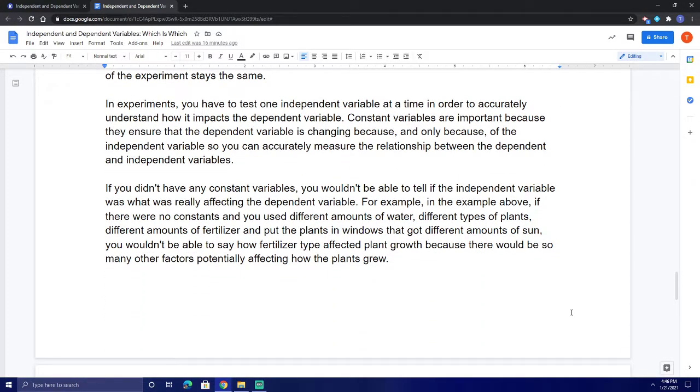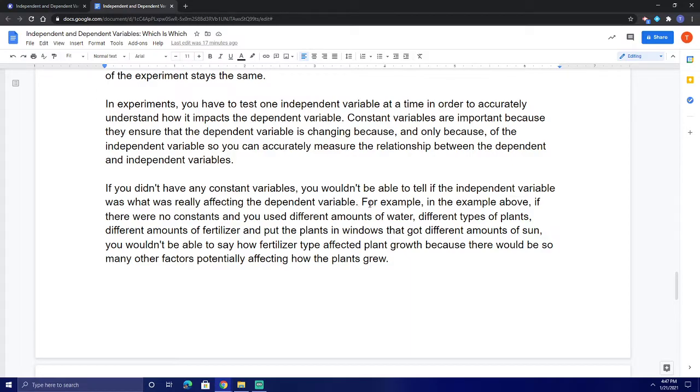In experiments, you have to test one independent variable at a time in order to accurately understand how it impacts the dependent variable. Constant variables are important because they ensure the dependent variable is changing only because of the independent variable, so you can accurately measure the relationship between the dependent and independent variables. If you didn't have any constant variables, you wouldn't be able to tell if the independent variable was what was really affecting the dependent variable.